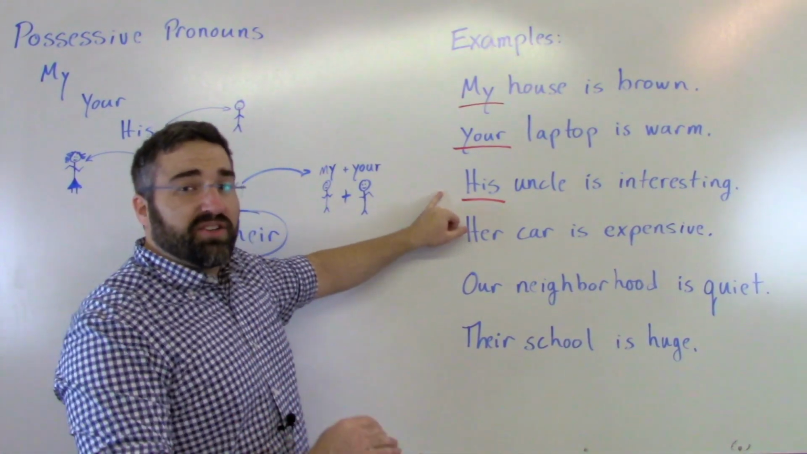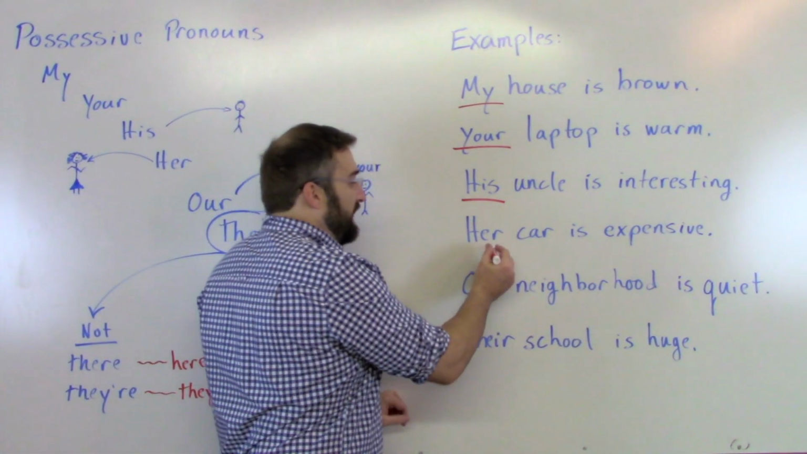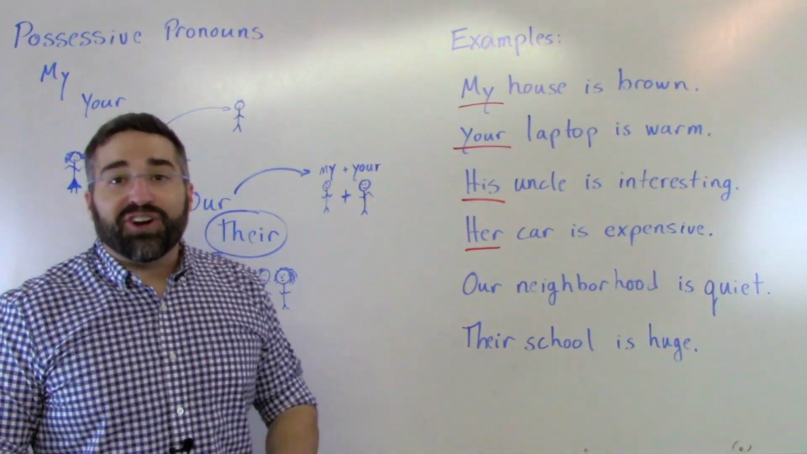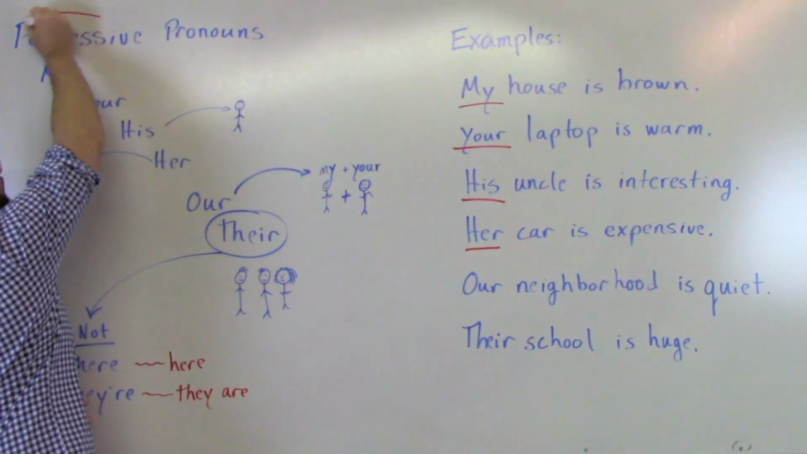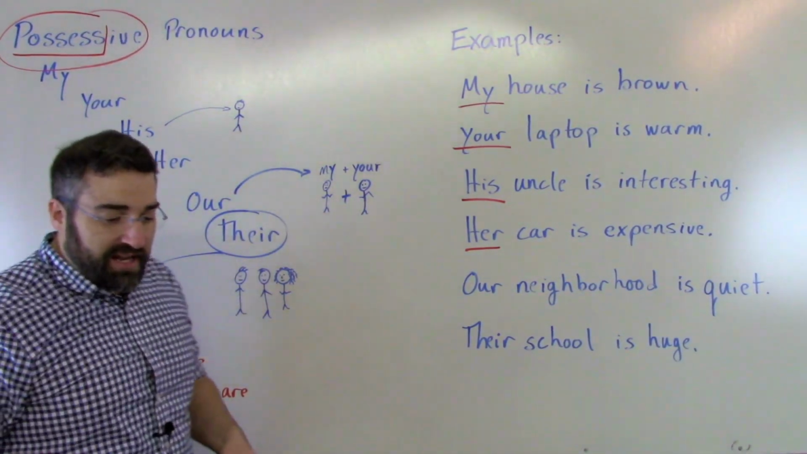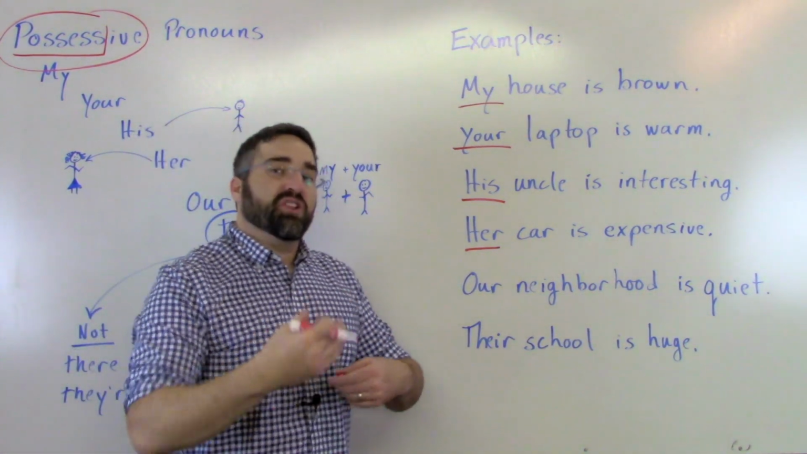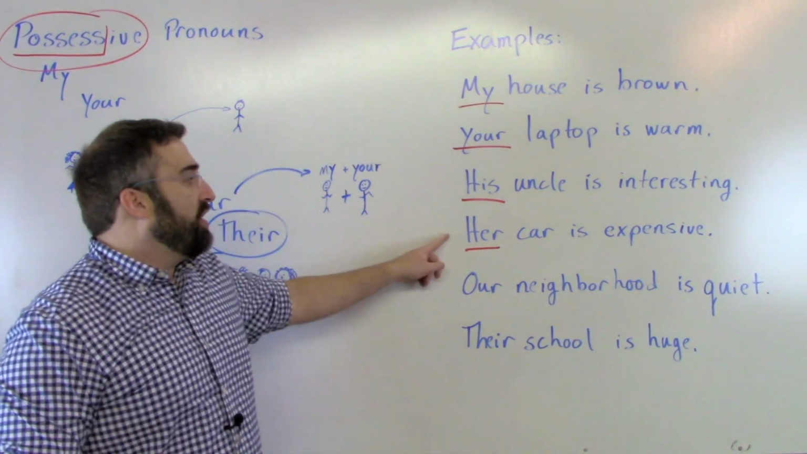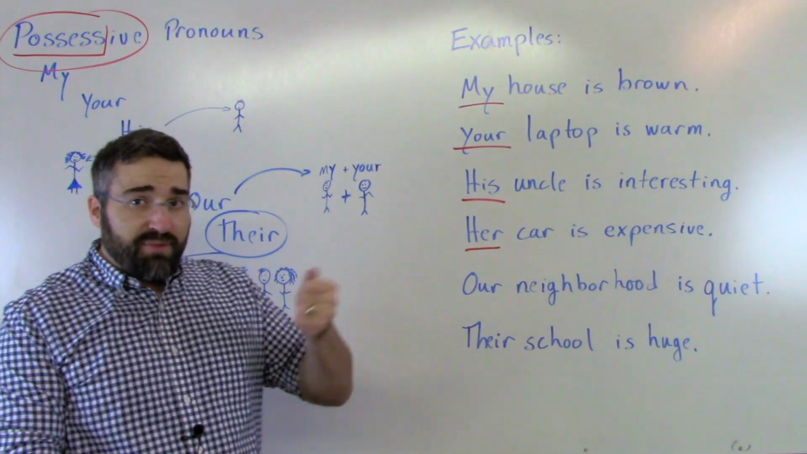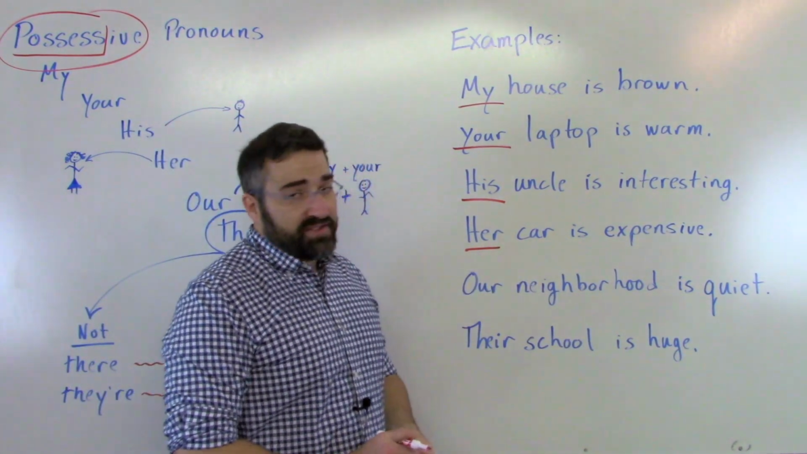Her car, again, this is a possessive, okay? I think I forgot to explain possessives, right? Possessives come from this word possess, meaning to own something. It belongs to me or it belongs to you. So her car, it belongs to her. She owns the car. She gave money, it's hers. So her car is expensive.